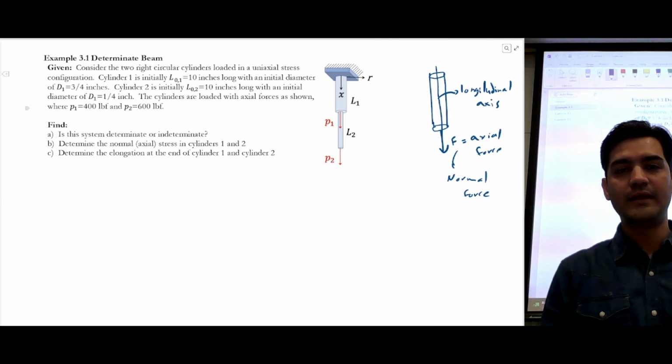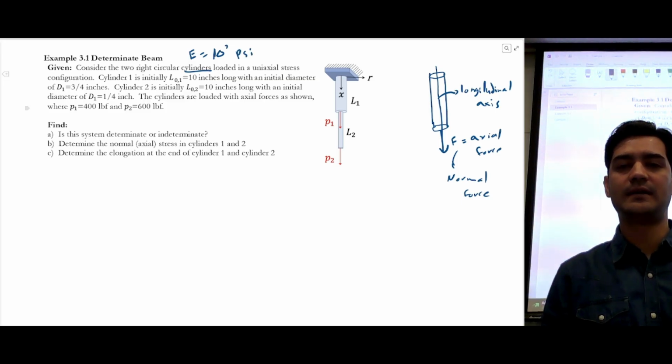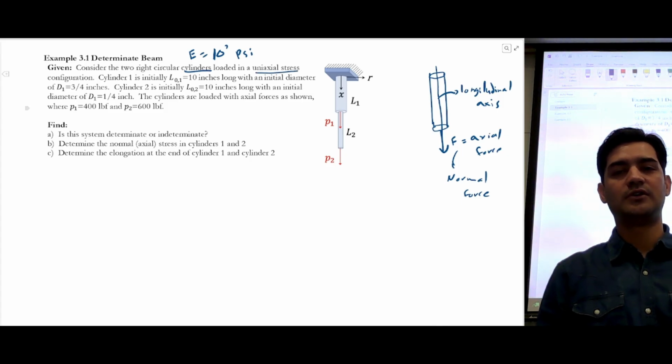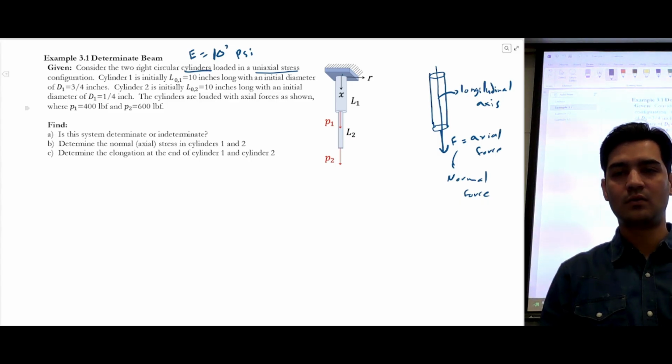We have two right circular cylinders. The modulus of elasticity, which in the exam I will give you, is 10 raised to the power 7 psi in this example. It's in uniaxial stress, which means the load is only along one axis. This is cylinder 1 and this is cylinder 2. Cylinder 1 has a length of 10 inches, with an initial diameter of 3/4 of an inch.